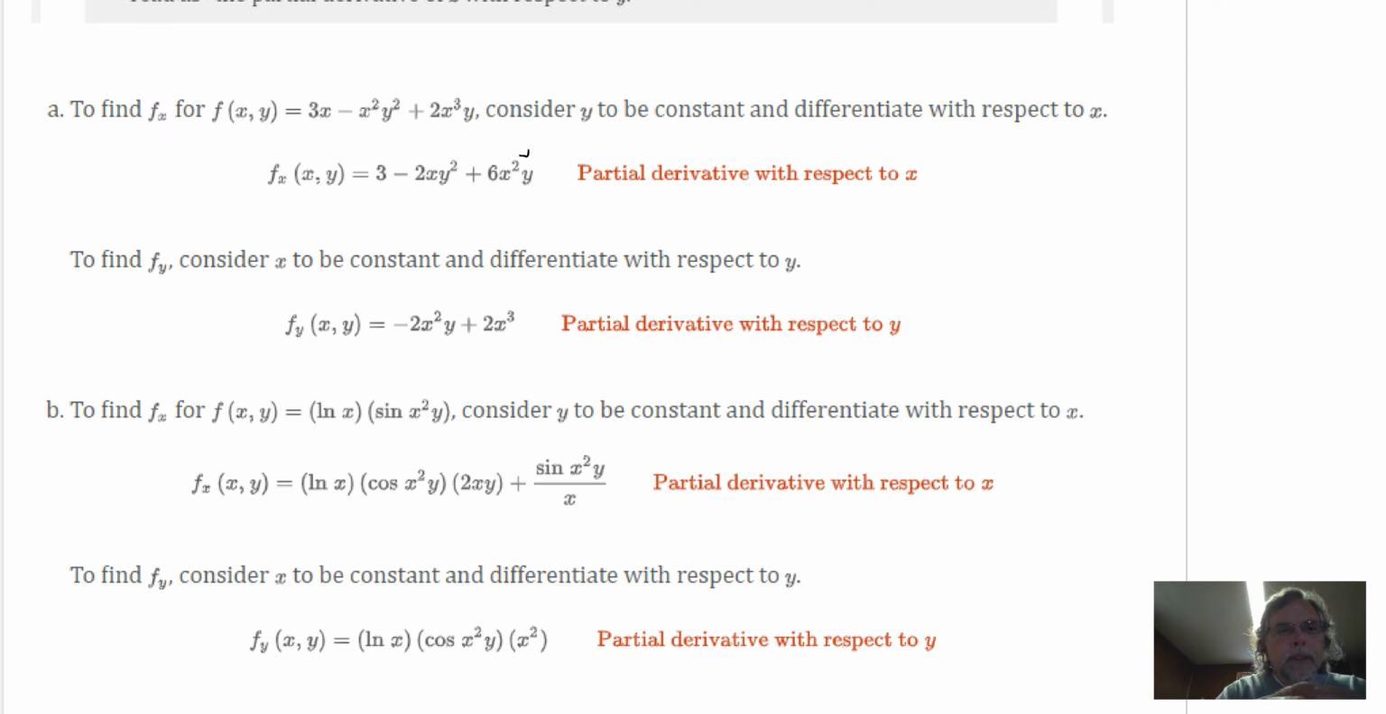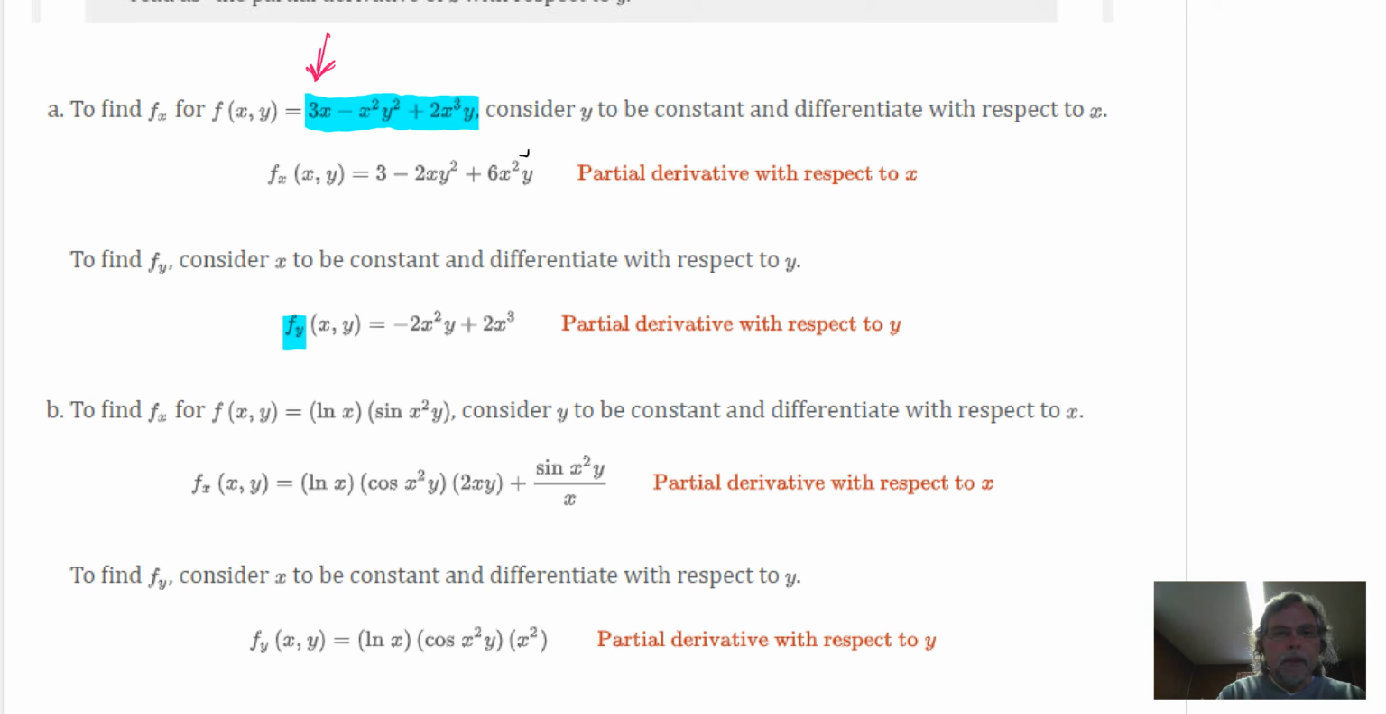Now, for the same function, 3x minus x squared y squared plus 2x to the third y, here comes the partial derivative with respect to y. So we come to the first term, we're taking the derivative with respect to y. The first term is 3x. x is a constant in this differentiation, so 3x is a constant. So the derivative is 0. The derivative of 3x is 0.